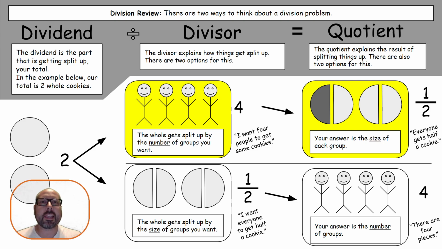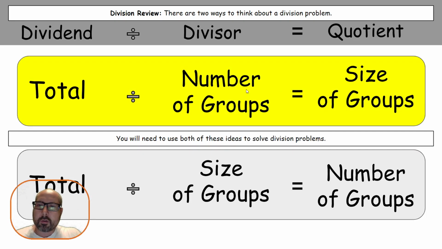So if we just keep that in mind as we're working through these next problems, it'll make it much easier. So we're dividing by the number of groups we want, and our answer is going to be the size of the group. In words, we're going to take whatever our total is, divide it by how many groups we want, and our answer will be the size.